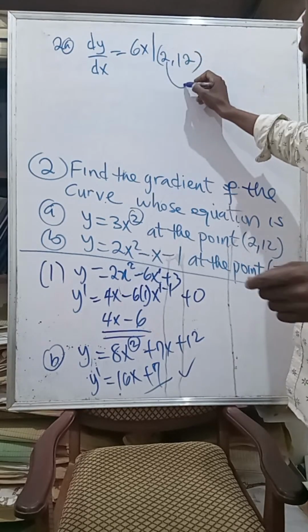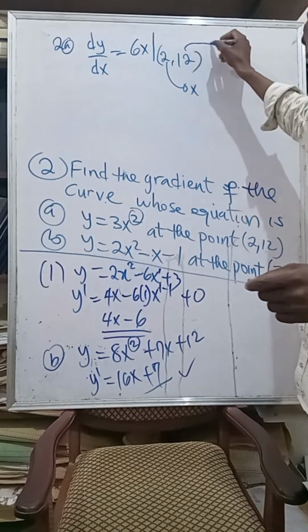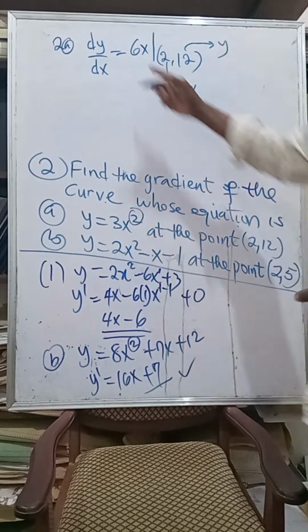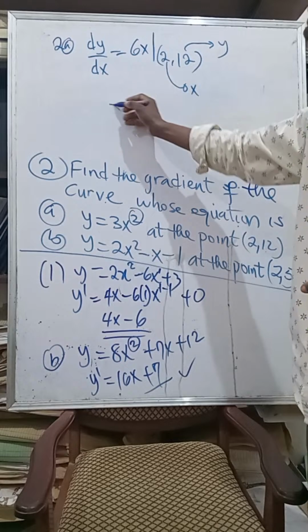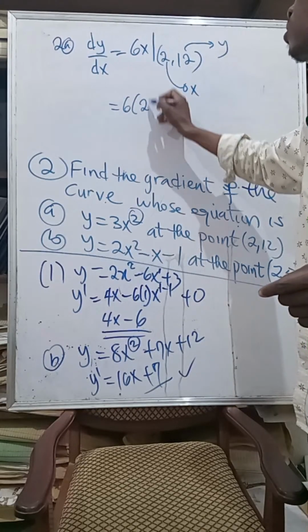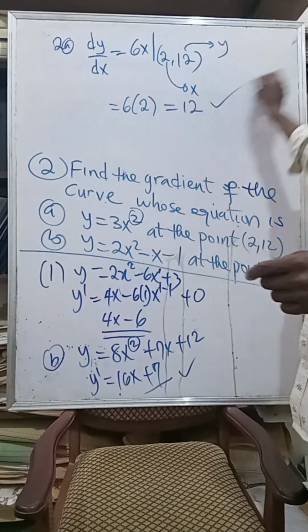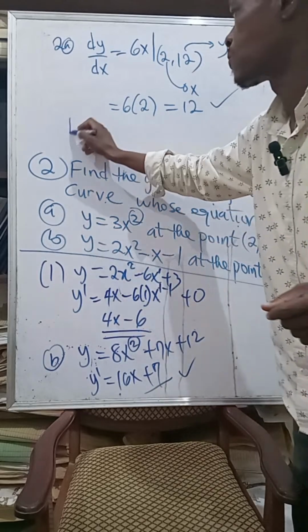This one means x, this one means y. So there's no y in this equation, we only have x, and that will be equal to what? 12. So let's go to the b part.